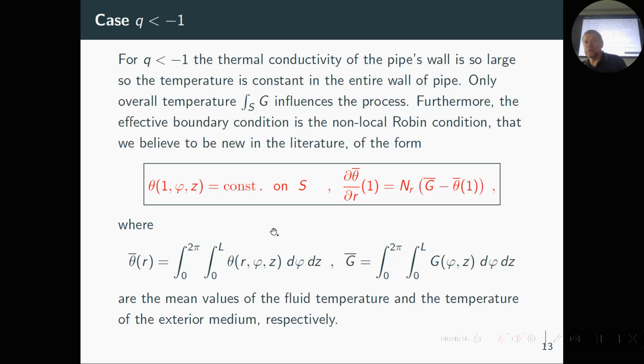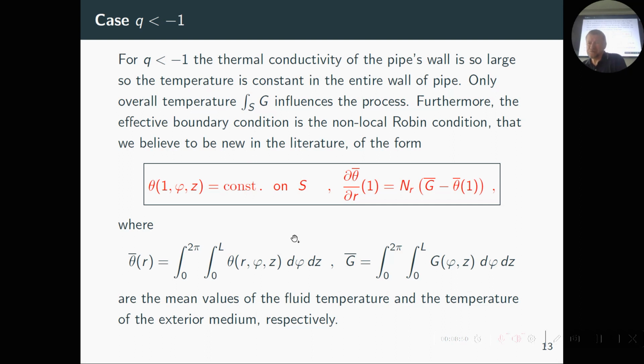And we get 5 different models. Now, the first model is when Q is smaller than -1. Q smaller than -1 meaning that the conductivity of the wall of the pipe is extremely high. So that would be, for example, a copper pipe. Now, in that case, most of the heat is going through the pipe, not through the fluid, because the pipe is conducting much better than the fluid itself. So it means that the process that is going in the metal part of the pipe is dominating.